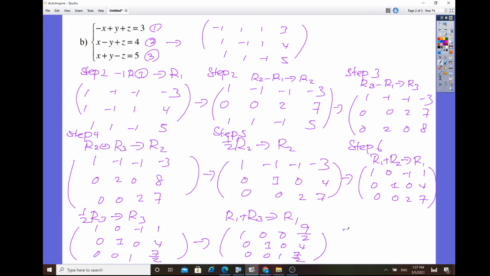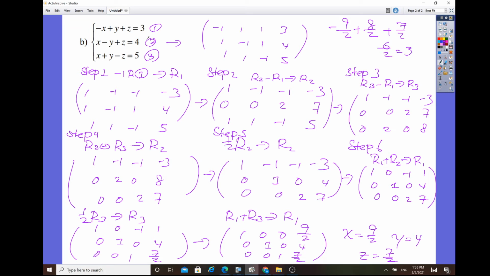So what this is showing here: x equals 9/2, y equals 4, and z equals 7/2. Okay, so check this. Negative 9 over 2 plus y, 8 over 2, then that'd be negative 1/2. Negative 1/2 plus 7 over 2. So this one is 6 over 2, which is 3.